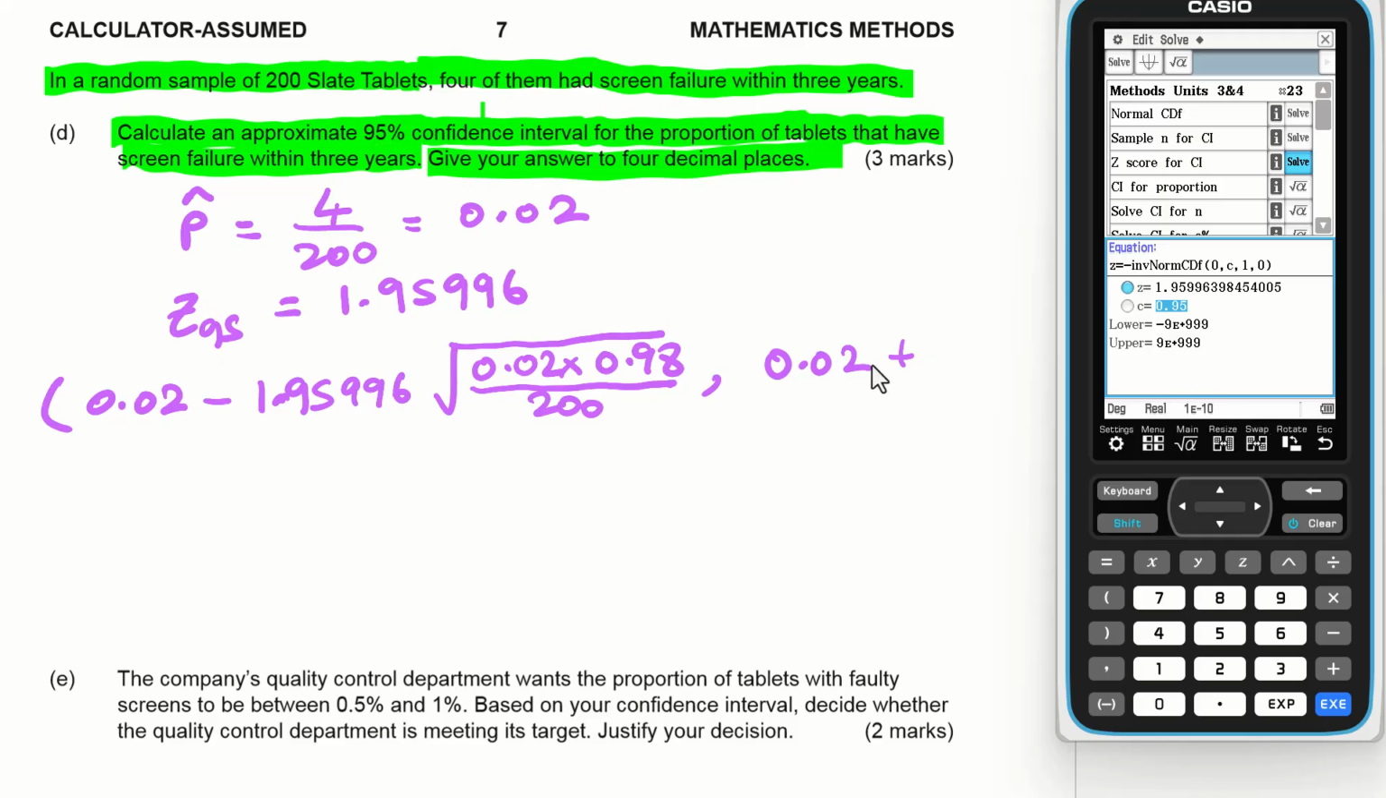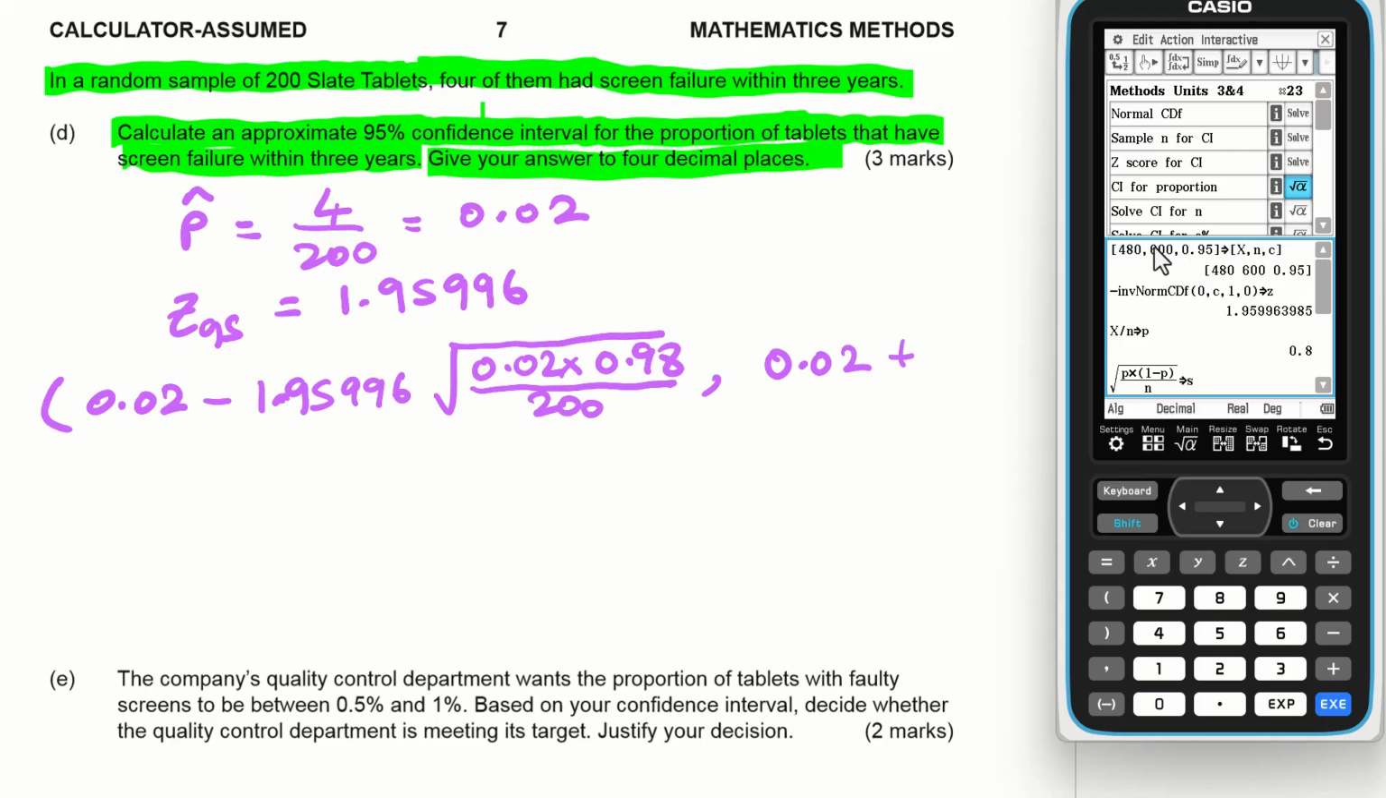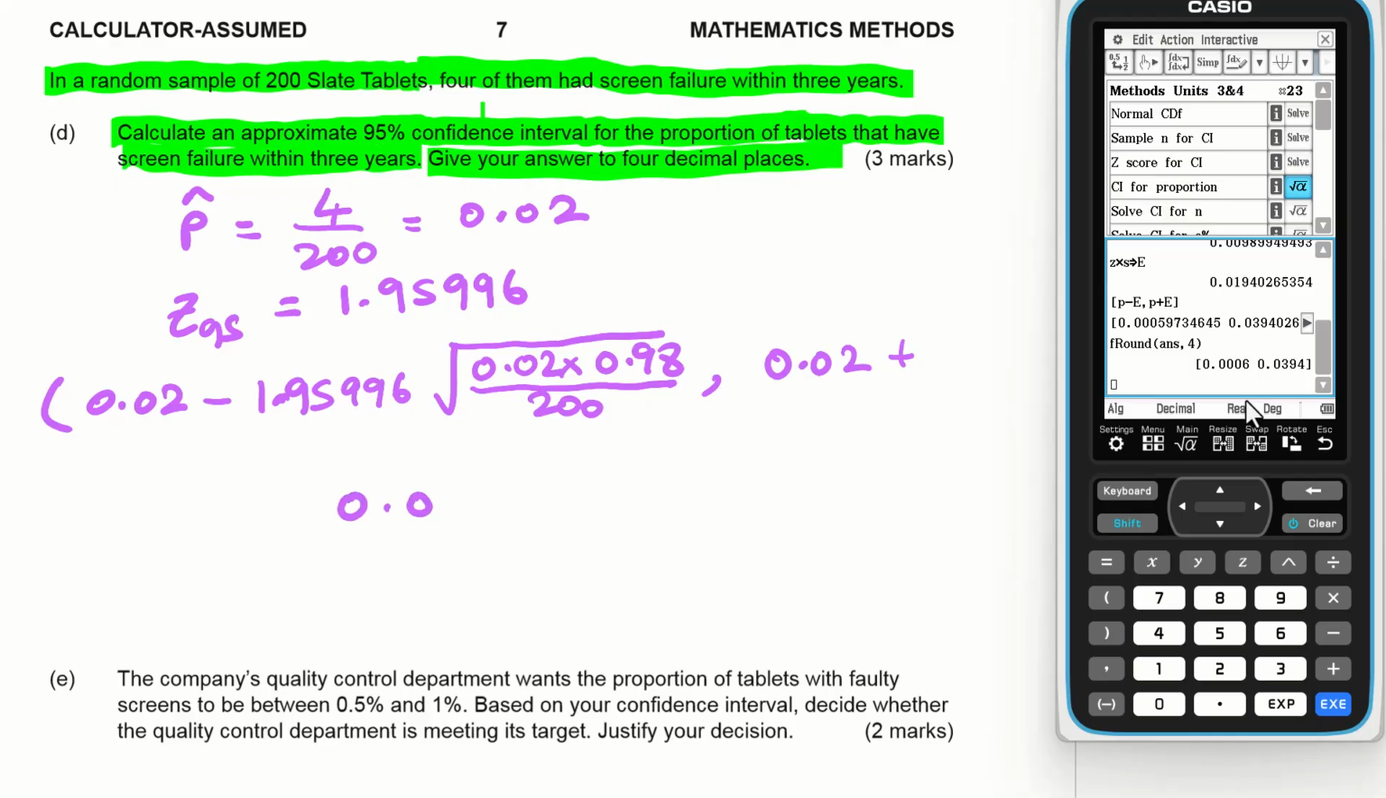Although we don't need to actually calculate that because we've got this E-activity here which says confidence interval for proportion, and we can just go up here and say that it was 4 out of 200, and 0.95 is already in there, and execute on that, and we'll get 0.0006 and 0.0394, and that does it.